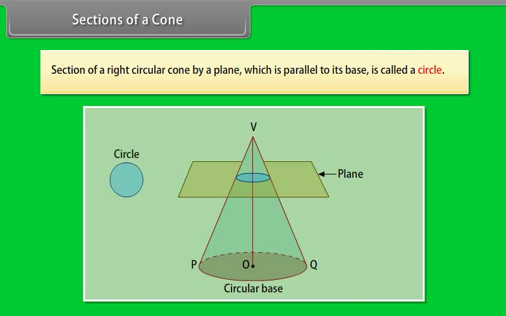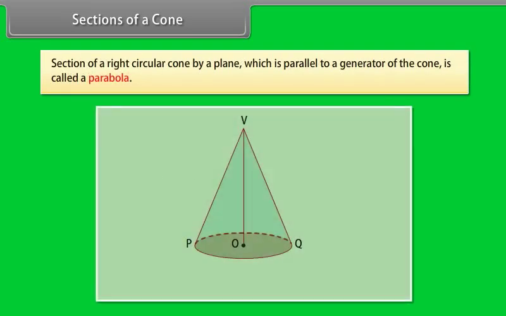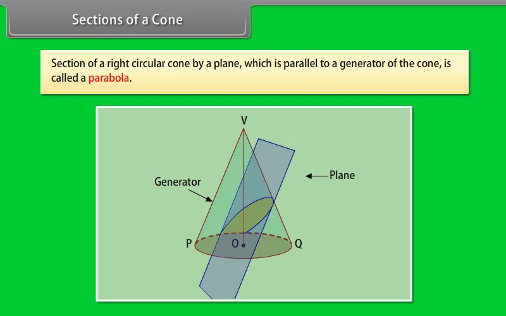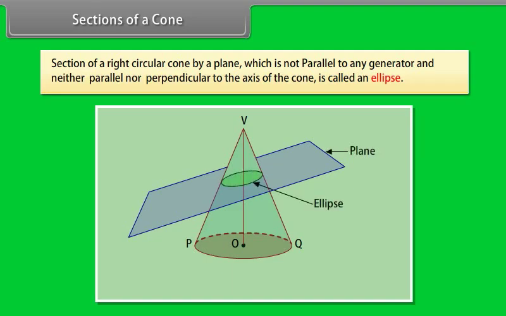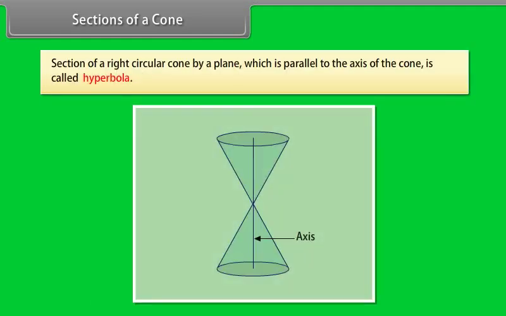A section of a right circular cone by a plane which is parallel to its base is called a circle. A section of a right circular cone by a plane which is parallel to a generator of the cone is called a parabola. A section of a right circular cone by a plane which is not parallel to any generator and neither parallel nor perpendicular to the axis of the cone is called an ellipse. A section of a right circular cone by a plane which is parallel to the axis of the cone is called a hyperbola.